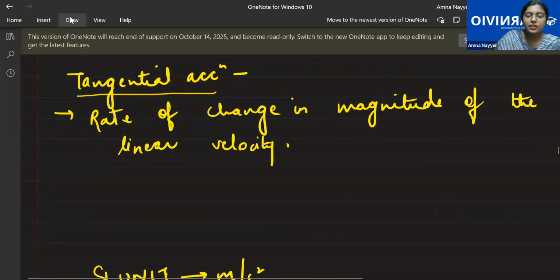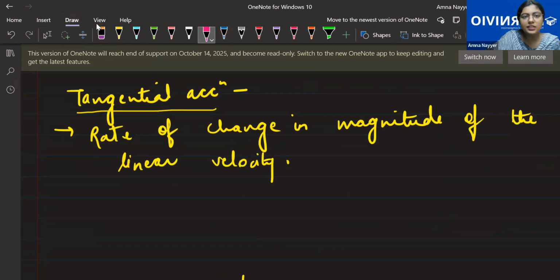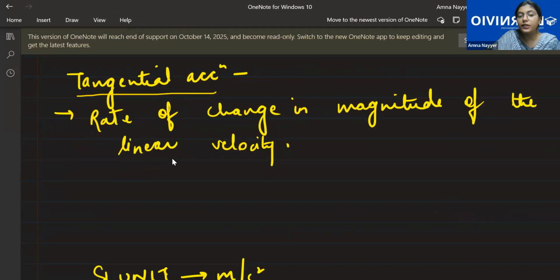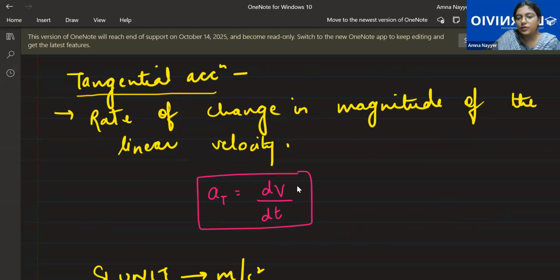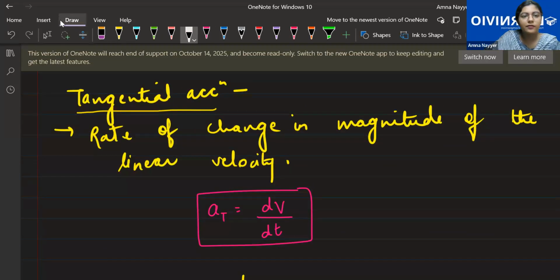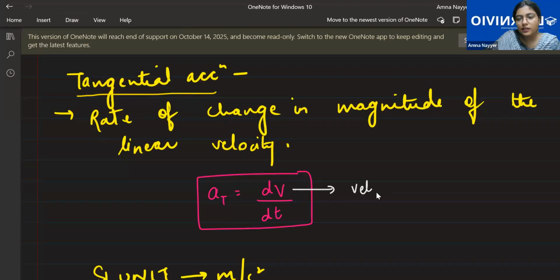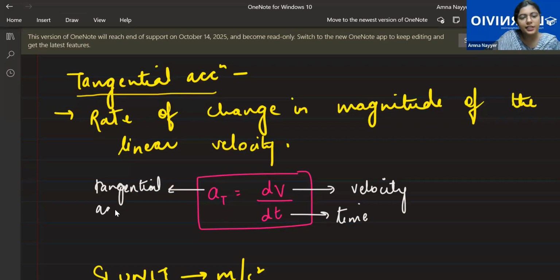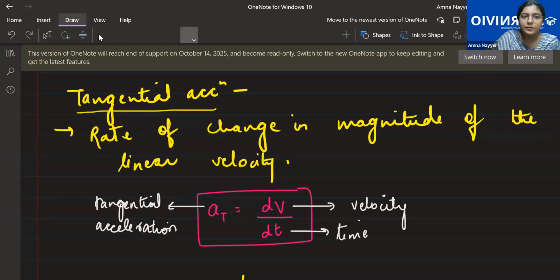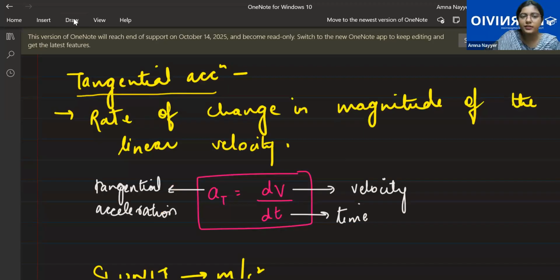We already talked about the tangential acceleration. Tangential acceleration means rate of change of magnitude of the linear velocity. At is equal to dv over dt. This is its formula, rate of change of velocity. This is the velocity, this is the time. This is the tangential acceleration. SI unit is meter per second square.